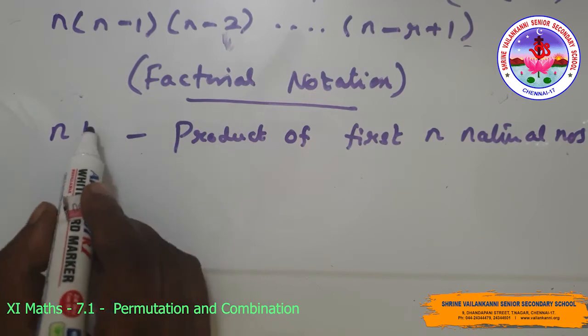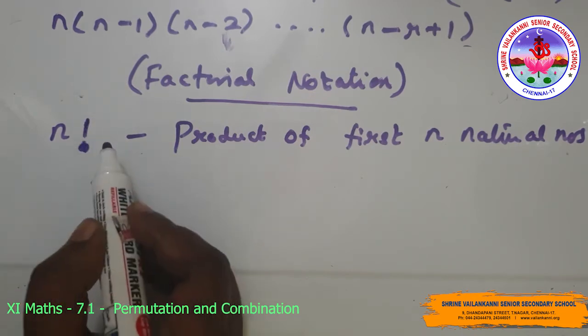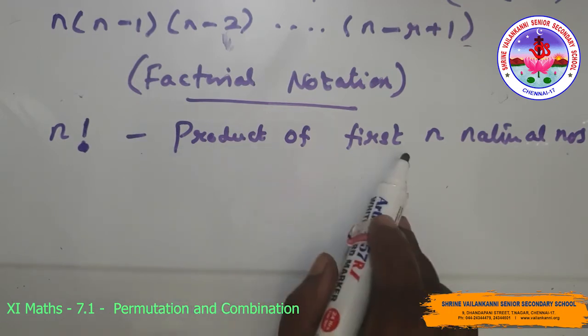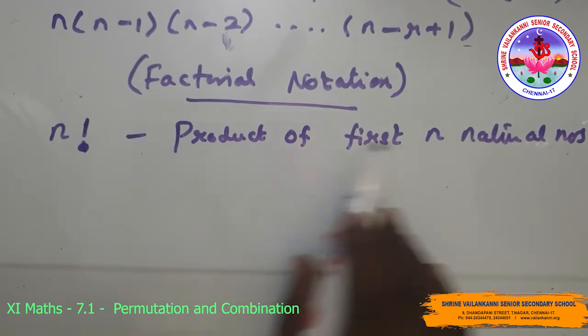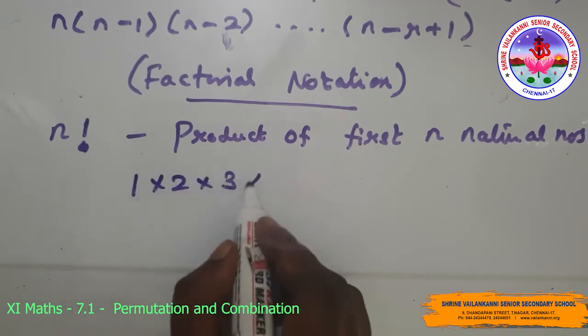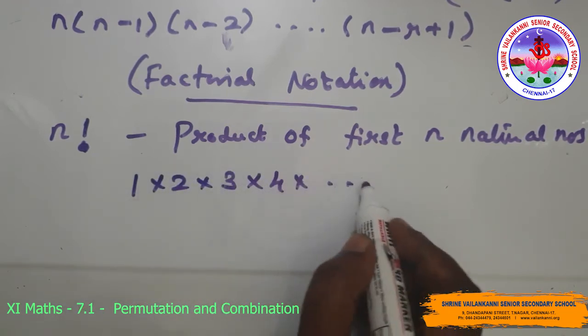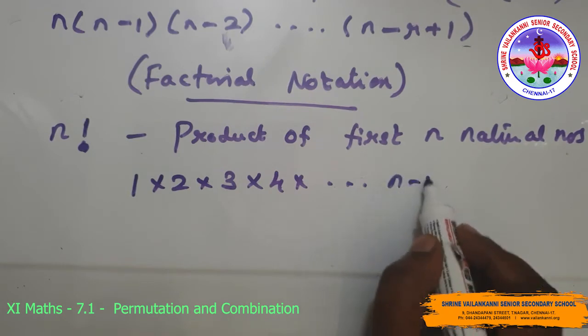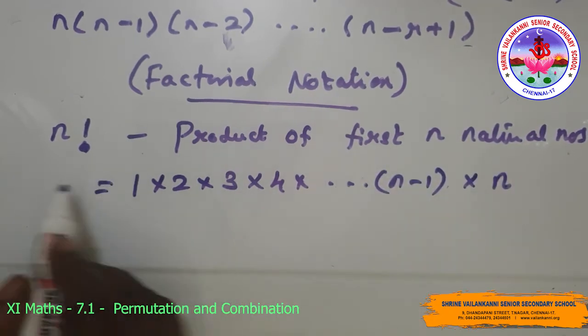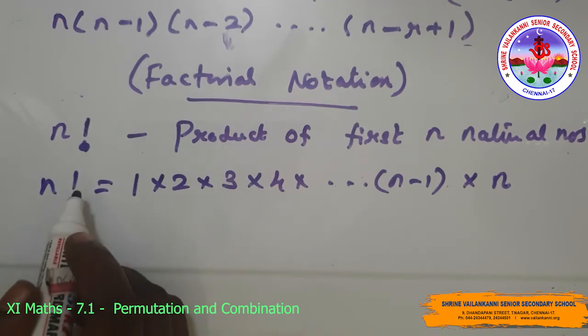So this is called n factorial, which represents the product of the first n natural numbers. That is the product of 1 into 2 into 3 into 4 into etc., n minus 1 into n, which is denoted as n factorial.